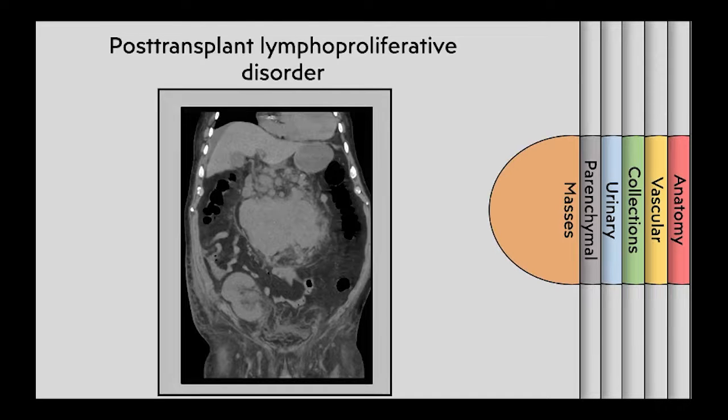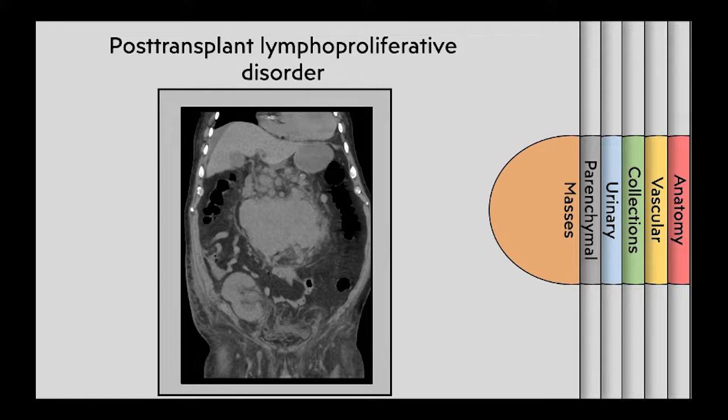We will finally discuss masses. Post-transplant lymphoproliferative disorder is caused by Epstein-Barr virus-associated B lymphocyte proliferation. Lymphadenopathy is the most common imaging presentation, although masses involving the brain, liver, spleen, and bowel are also common. Involvement of the kidney itself is less common.